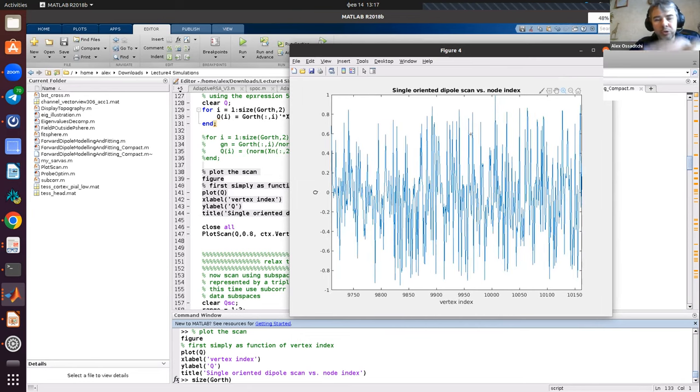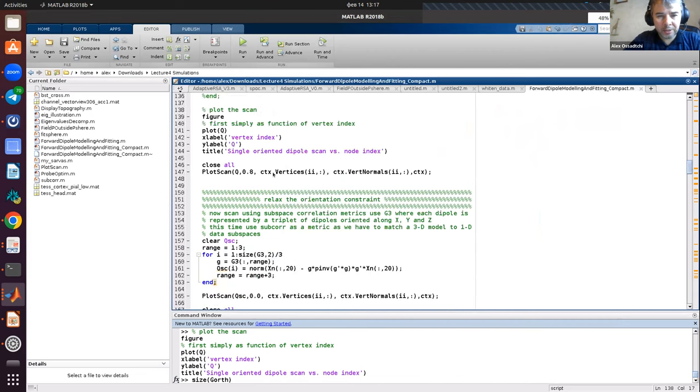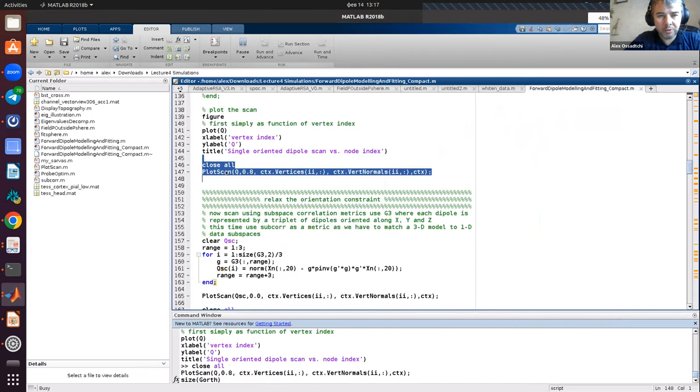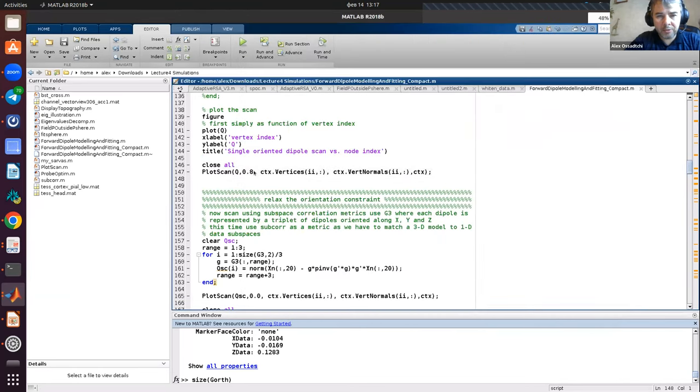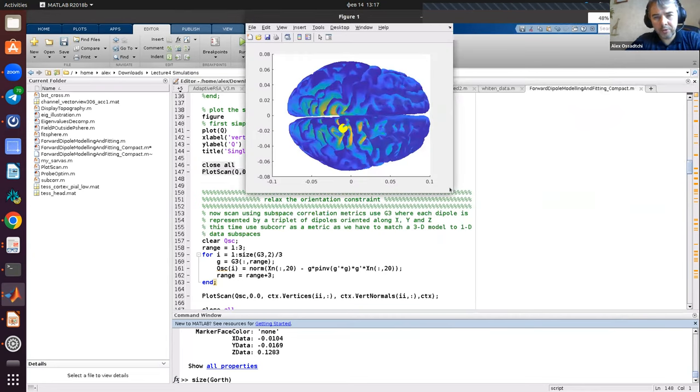Of course this doesn't look smooth, because the cortex is a two-dimensional structure, and we somehow go over it and label the vertices with some sequential indexing. We can't make it smooth. Some indices are close to the true source, some indices are far away. To see what these actually look like, we need to plot it this way. Let me do it first without thresholding.